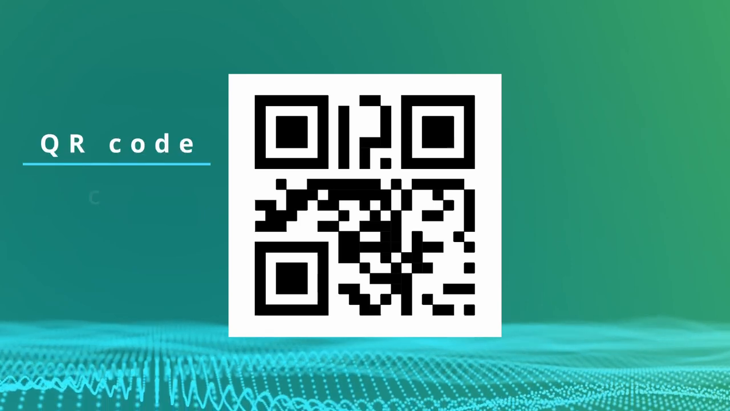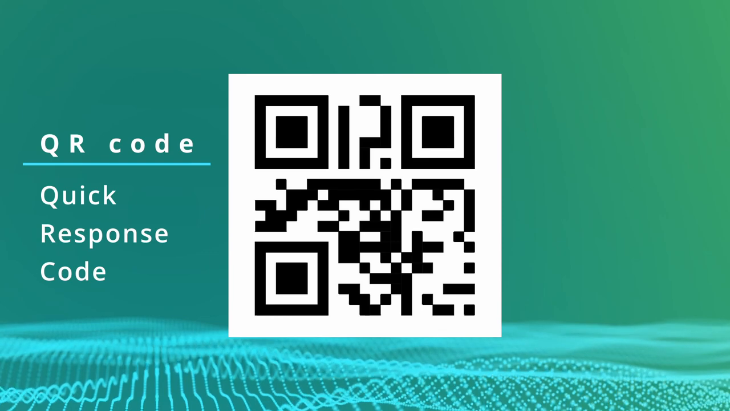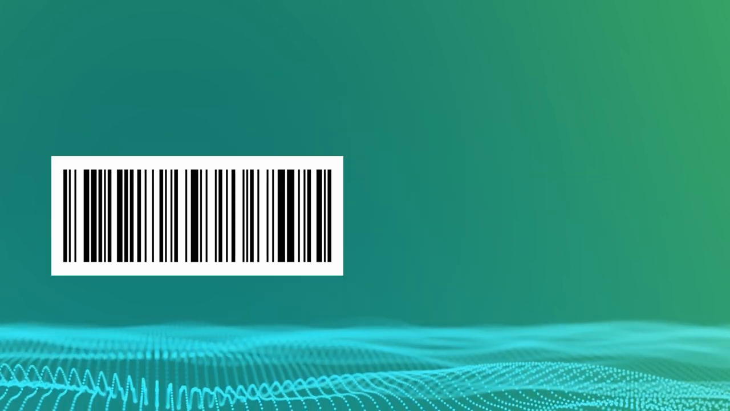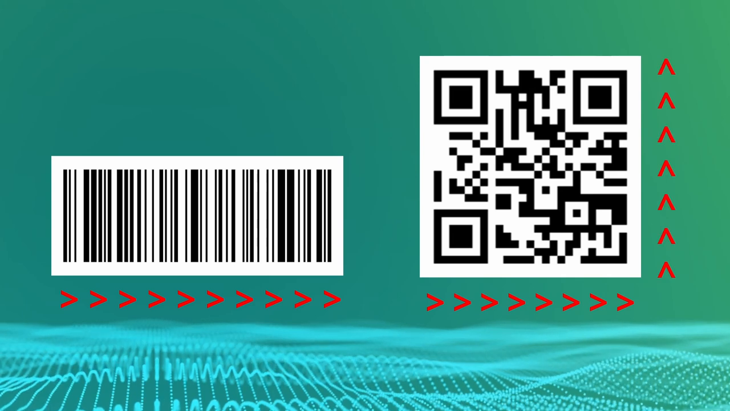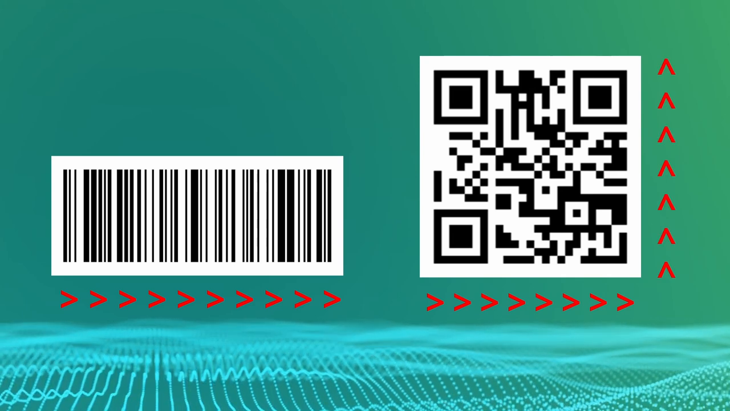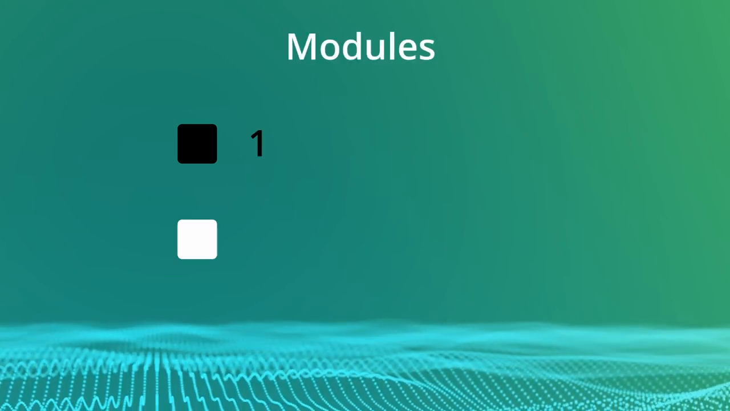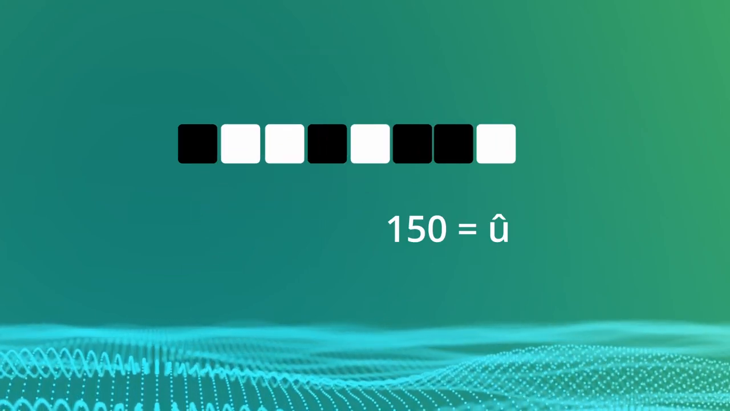QR code, abbreviation for quick response code, invented in 1994 by the Japanese company Denso Wave. Unlike the traditional barcode, the QR code is a two-dimensional matrix code, allowing information to be stored horizontally and also vertically, providing a greater storage capacity. A QR code consists of dark and light elements called modules. Black modules represent 1, white modules represent 0. These binary numbers can then be converted into meaningful messages.